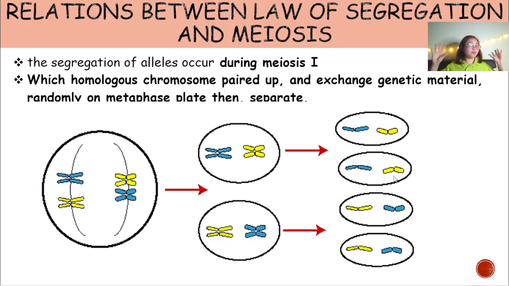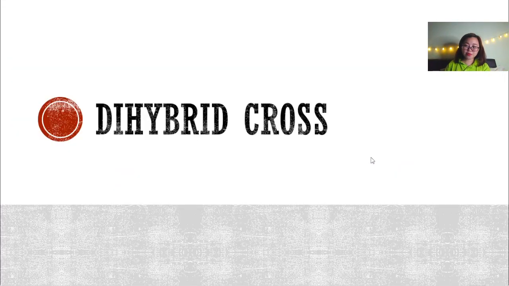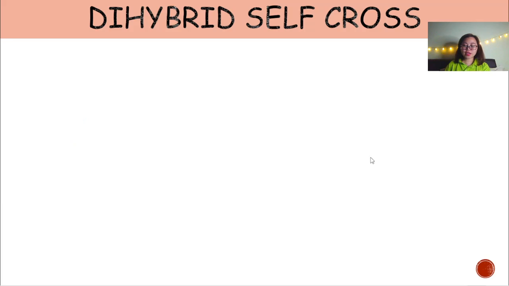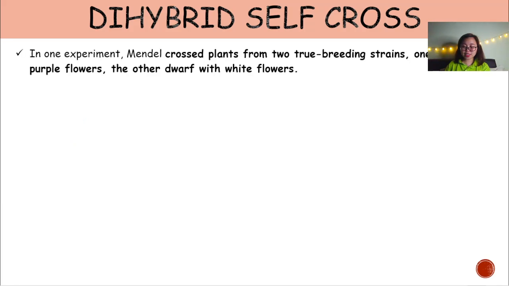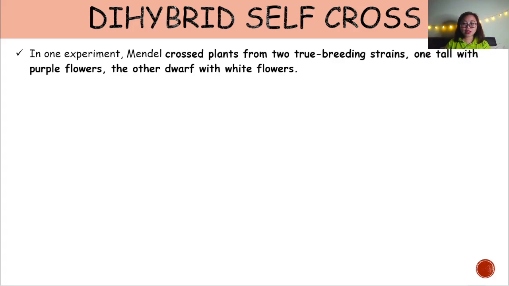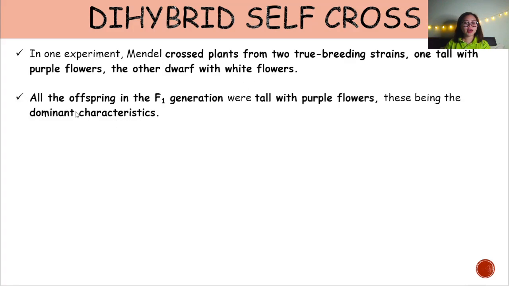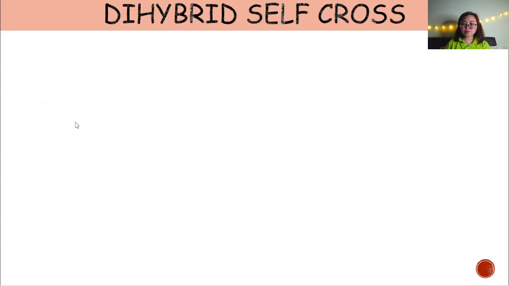Okay, so that is it for monohybrids. We're going to move on to the second type of crosses, which is dihybrid cross. Okay, so we're going to start with a dihybrid self-cross. So in one experiment, Mendel will cross plants from 2 true breeding strains, one with tall purple flowers, the other dwarf with white flowers. So this is dominant phenotype, recessive phenotype, recessive phenotype. All the offspring in the first generation were tall with purple flowers. These will be the dominant characteristics.